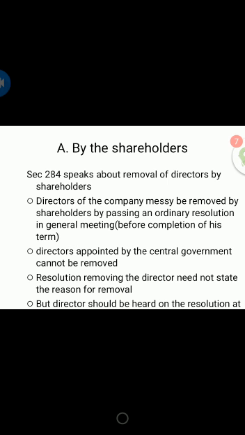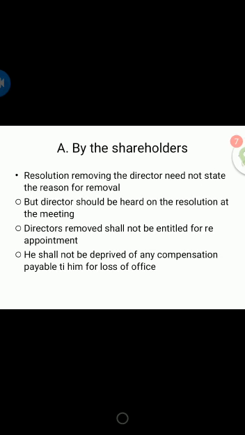So somebody is going to tell me that you are being removed from the office, so no, you should personally listen or hear to that. Okay, so you have to listen to the resolution. So this section regarding removal of directors, I said it need not state any reason for removal. But the director should hear the resolution.